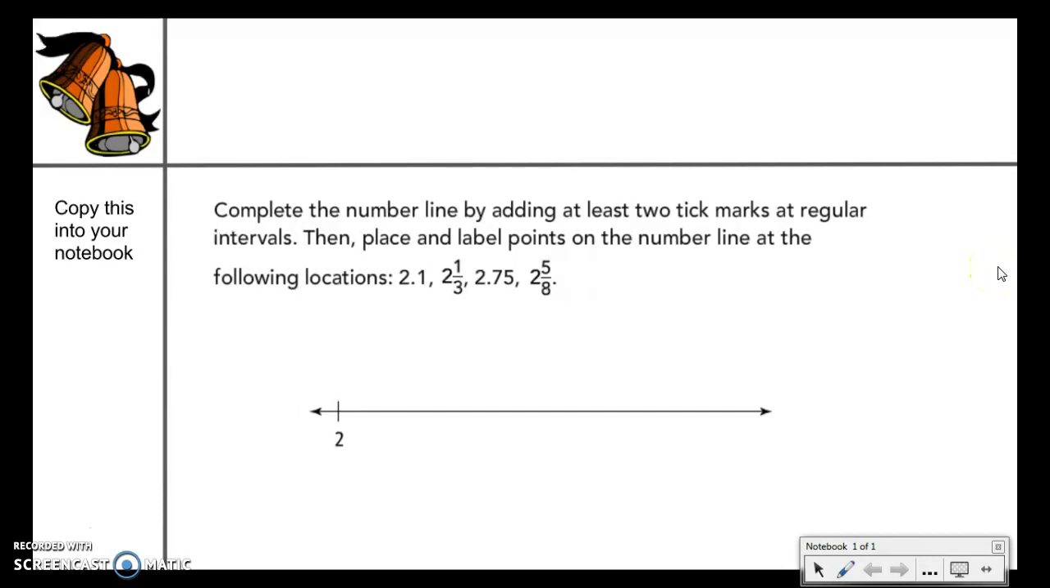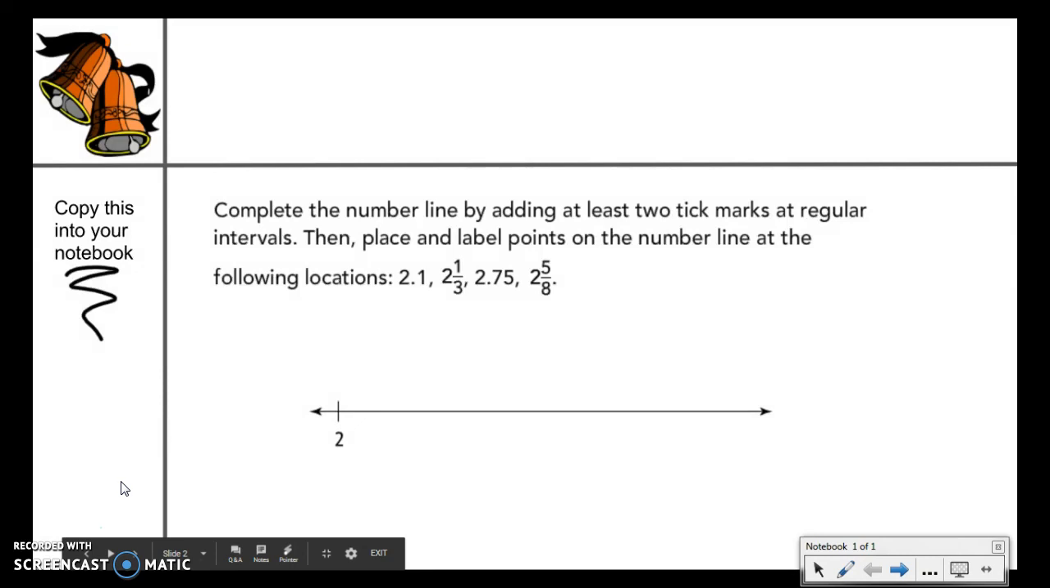So copy this in your notebook. Again, here's the reminder on the side that you do need to copy it down. Complete the number line by adding at least 2 tick marks at regular intervals. Then place a label at points on the number line at the following locations: 2.1, 2 1/3, 2.75, and 2 5/8. Now, this might look confusing to you, but it's really not as hard as we make it out to be.